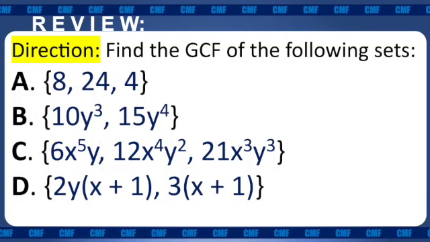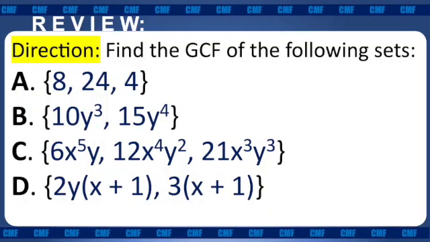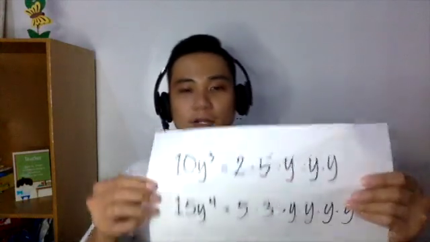Next one. For letter B, it is a polynomial because it consists of an integer and a variable: 10y cubed and 15y to the fourth. First, we need to identify the factors of those two polynomials.